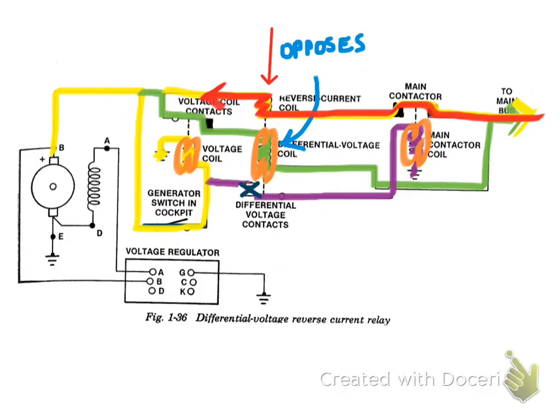When that happens, we don't have any current going through the main contactor coil, which obviously will release that solenoid and open the contacts at the main contactor so that you don't have current draining from your battery to ground through your generator.